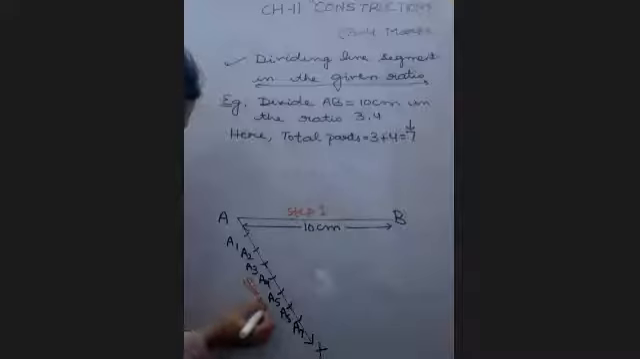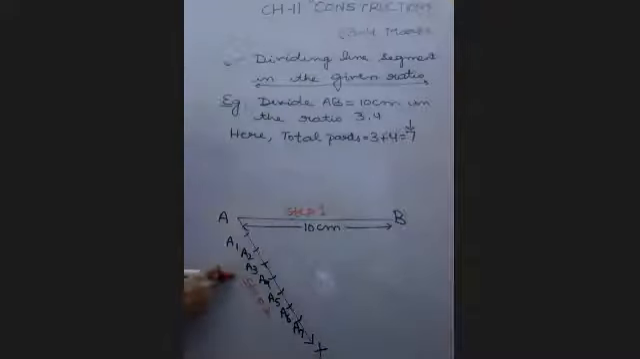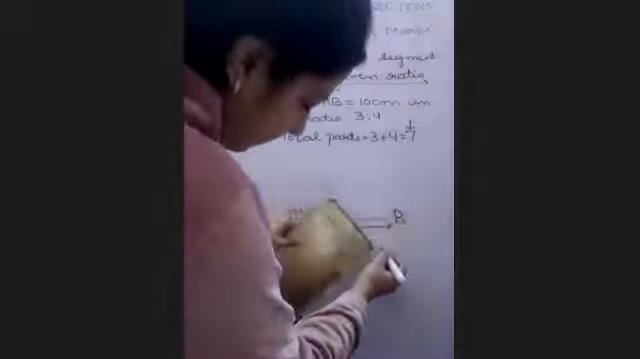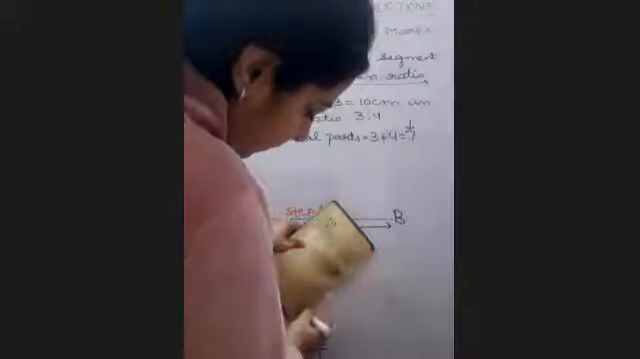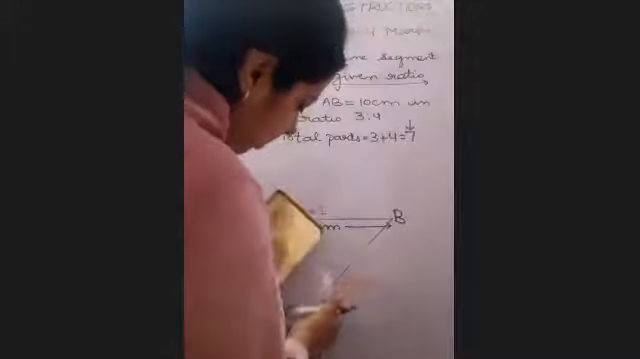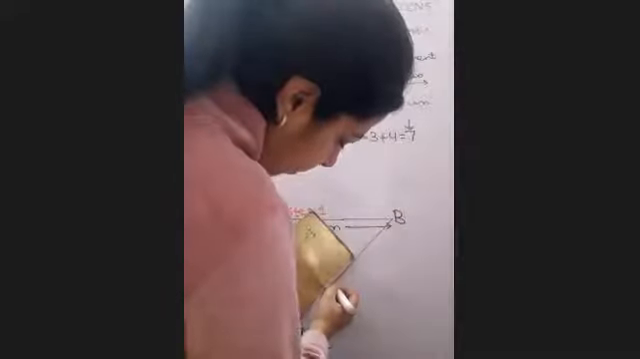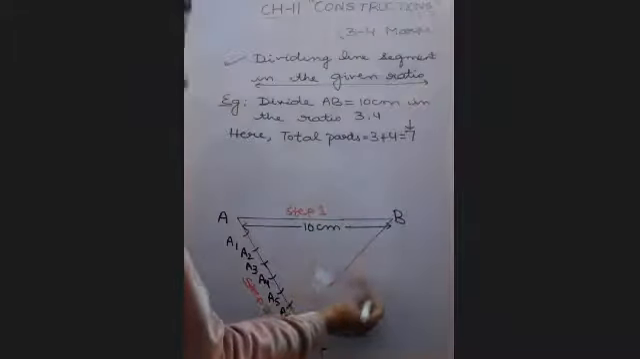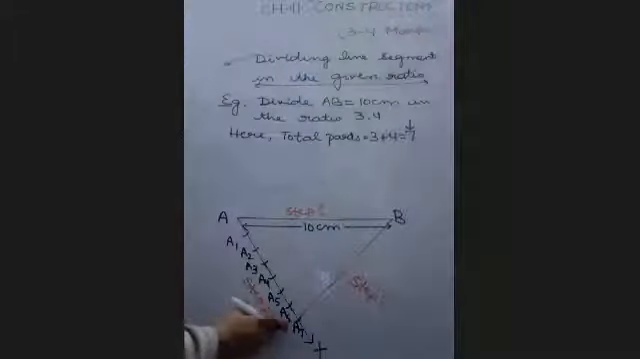So this was step 1. This is step 2. The next step would be joining B to the last arc, the 7th arc. Okay? This would be your step 3. You don't have to mention steps in the exam, but I'm telling you again. This is just for your convenience. You should know how to draw it. So this is step 3. That is, join the last arc to the end point of the line segment.